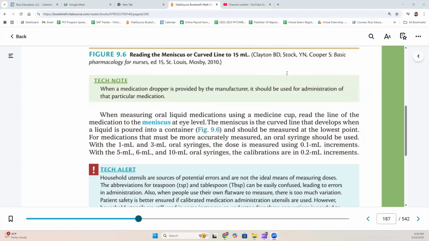And just a tech note, when a medication dropper is provided by the manufacturer, it should be used for administration of that particular drug only. When measuring oral liquid medications using a medicine cup, read the line of the medication to the meniscus, which is at eye level. The meniscus is the curved line that develops when a medication is poured into a container and should be measured at the lowest point.